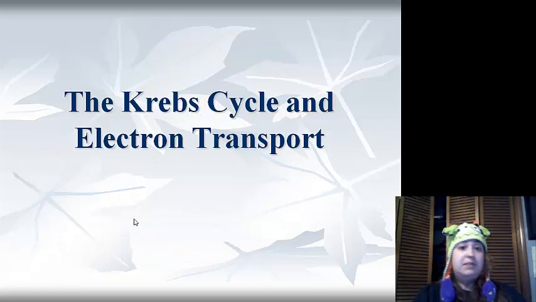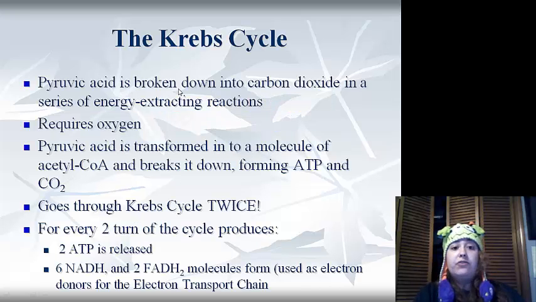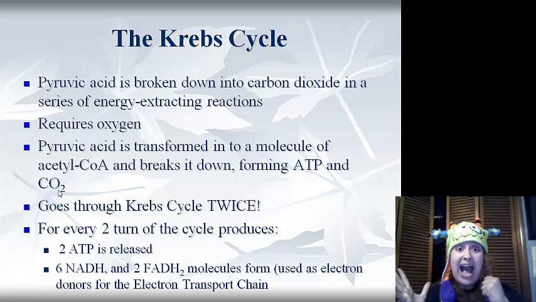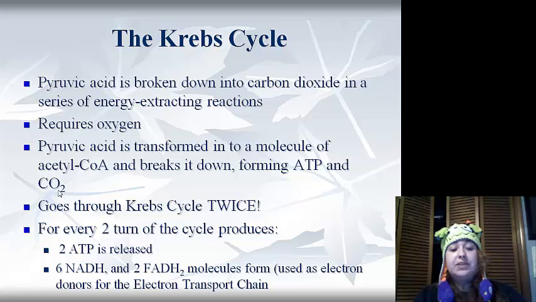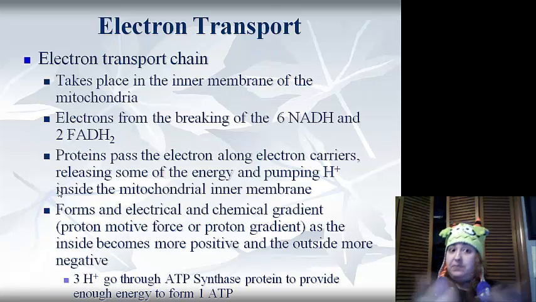Krebs cycle comes after glycolysis. We're going to take those 2 pyruvic acids and break them down into energy extracting reactions. Oxygen is required. The pyruvic acid is transformed into acetyl-CoA and breaks down to form ATP and CO2, or carbon dioxide. Now, the Krebs cycle goes around twice. So for every 2 turns, we produce 2 ATP. Then 6 NADH, 2 FADHs, which are molecules that are going to be used as electron donors in our electron transport chain.